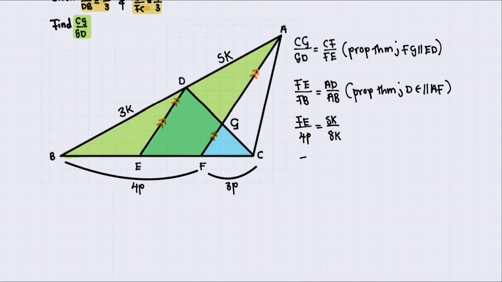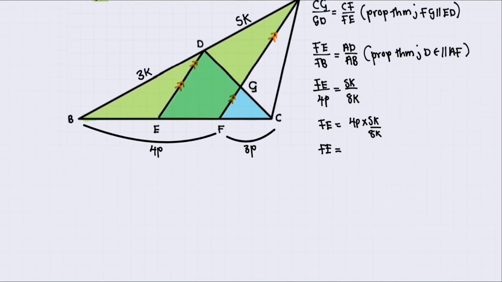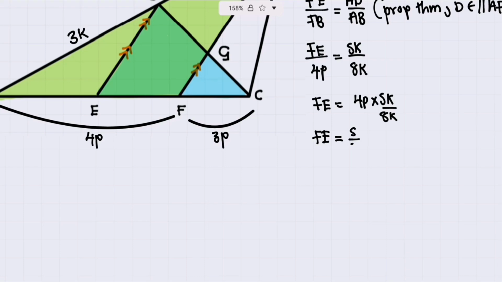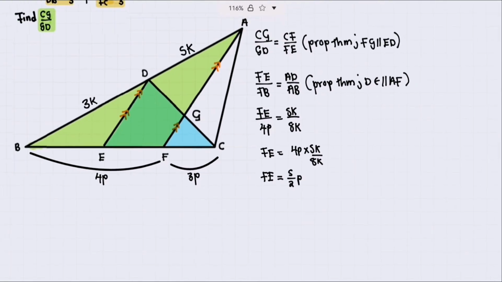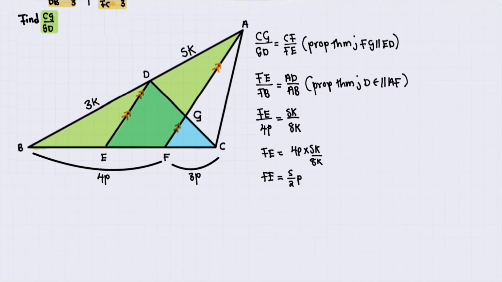Now, if you make FE the subject of the formula, this is going to be 4P multiplied by 5K over 8K, right? Now, the K's are going to cancel out. So you'll be left with 4 times 5, which is 20, 20 over 8. So the length of FE will be 20 over 8P, which is 5/2. So 20 over 8 is 5/2. So this is going to be 5/2P, right?